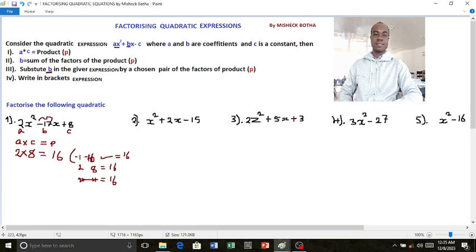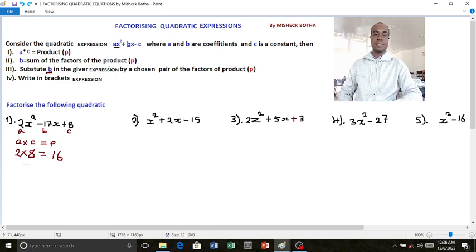So we have our sum, that is our B, back by using negative 1 and negative 16. And when we multiply negative 1 times negative 16, we have our product, which is positive 16. Hence, among the pairs of the factors of 16, we can use negative 1 and negative 16 to solve the quadratic expression that we have by factorization method.